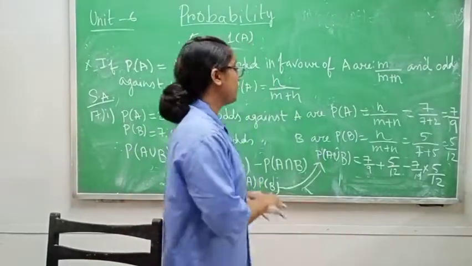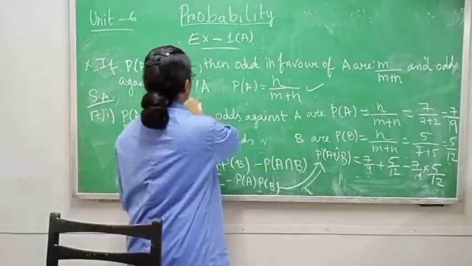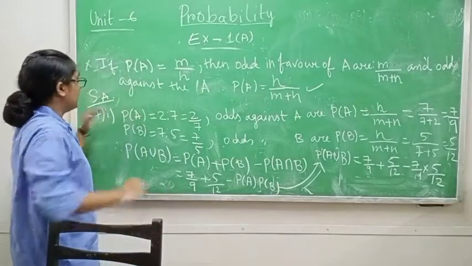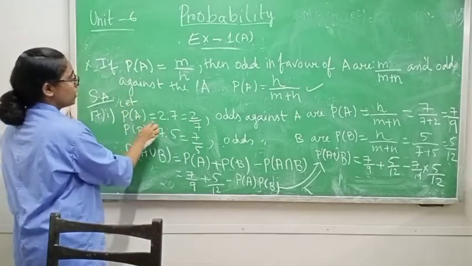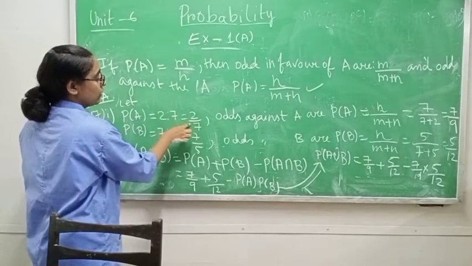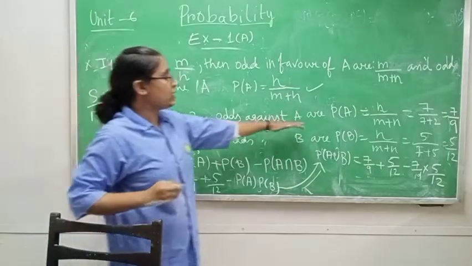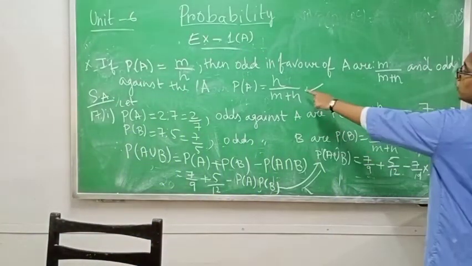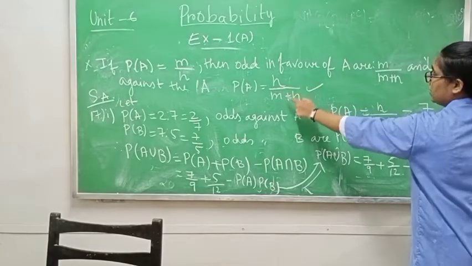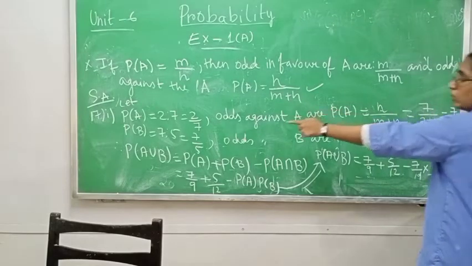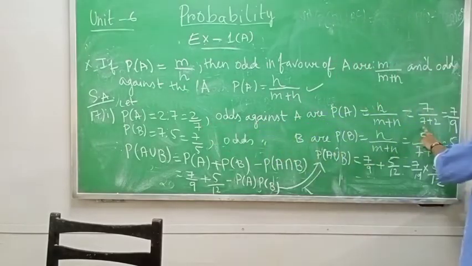Odds against two events. So which formula will we use? This one, because it is odds against A, where A is the event. That is why I have written P(A). Let probability of A equal 2:7. Now I am converting it into 2 by 7, just removing the ratio and giving a division sign. Now, since it is written odds against A, which formula will we use? P(A) equals n by m plus n. N is 7 in the question, and m plus n is 7 plus 2. So you will get 7 by 9.